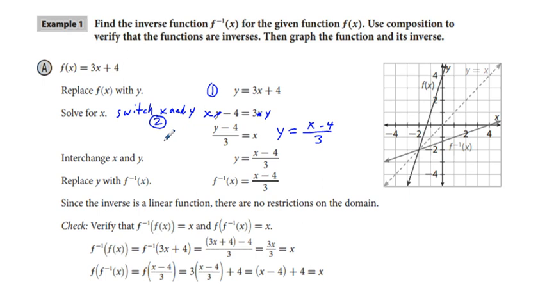Step 3 would be solve for y, the new y. And step 4 would be to replace y, and that's the new y we solved for, with f negative 1 of x. And then we can compare these two, and then they do the verification of the compositions of functions below. I'm going to forego that right now.